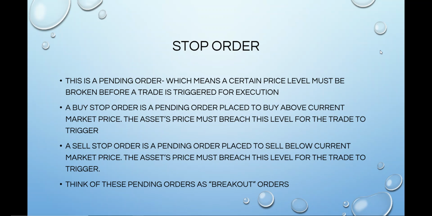As I say here, which means a certain price level must be broken before a trade is triggered for execution. So a buy stop order is a pending order placed to buy above the current market price. The asset's price must breach this level to enter a trigger. I'll go over that with you in a minute on the charts, but a sell stop order is a pending order placed below the current market price to sell an asset. The asset's price must breach this level for the trade to be triggered.